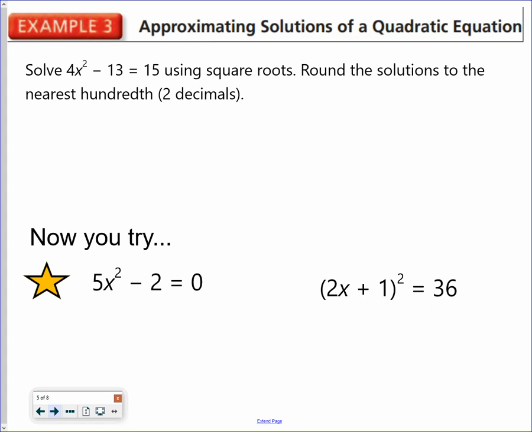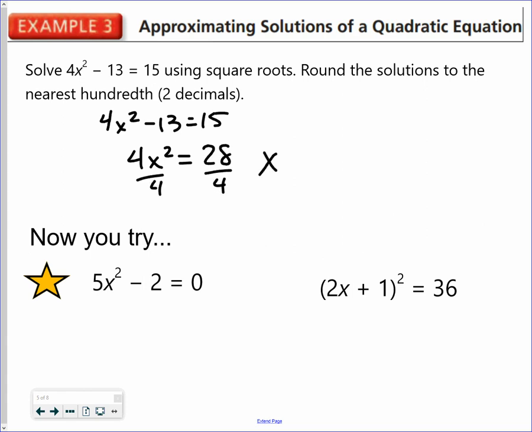Solve using square roots, round your solution to the nearest hundredth. So now you're going to need to get out a calculator. We're going to do the same thing, except I want a decimal answer. So 4x squared minus 13 equals 15. Add 13 to both sides and divide by 4. So now x squared equals 7. Take the square root of both sides, plus or minus the square root of 7.